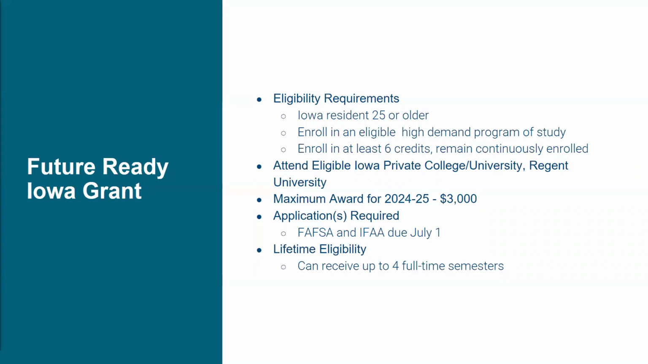You'd have to be enrolled at least half time, which is 6 credit hours, and this one also has a continuously enrolled requirement. This one can be paid at private colleges in Iowa or the Regent universities. The maximum award for this current year is $3,000. We've not set it yet for next year. Likely it'll be in the same area. So if they're not set yet, I just put this year's there, knowing that they don't generally fluctuate a large amount. You also have to file both the FAFSA and the Iowa financial aid application, and you can receive this one for up to 4 full-time semesters.